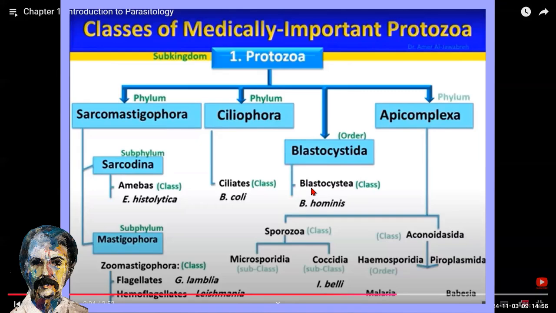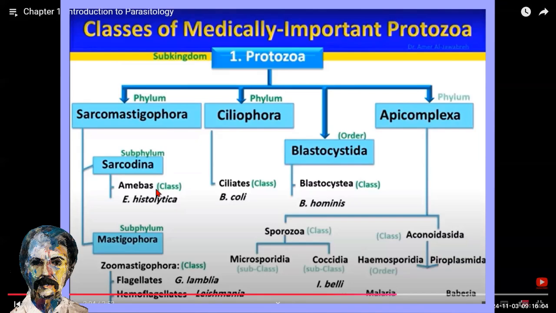Ciliophora, we have ciliates, a class, and we are going to talk about only one, which is Balantidium coli. Blastocystida, we are not going to talk about it at all. Apicomplexa and Sarcomastigophora, we're going to talk about in detail. We start with Sarcomastigophora, Sarcodina, amoebas. The amoebas we will go into in detail, one by one. Mastigophora, Zoomastigophora, which are flagellates and hemoflagellates: flagellates in the intestine and hemoflagellates in the blood.